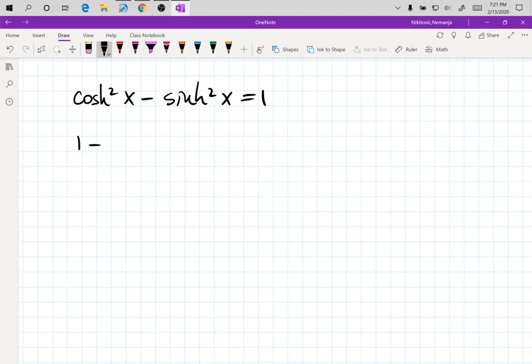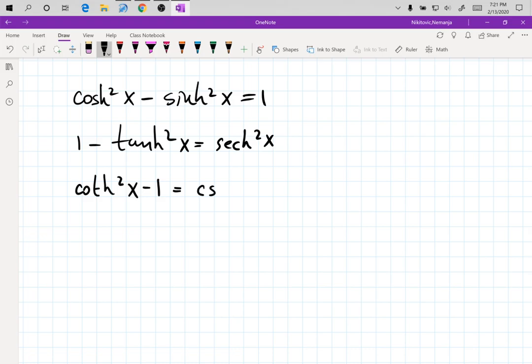Next one, 1 minus tangent hyperbolic squared x is equal to secant hyperbolic squared x. Yeah. The trig one is tangent squared minus 1. I know. I promised, right? Cotangent hyperbolic squared x minus 1 is cosecant hyperbolic squared x. Also flipped.